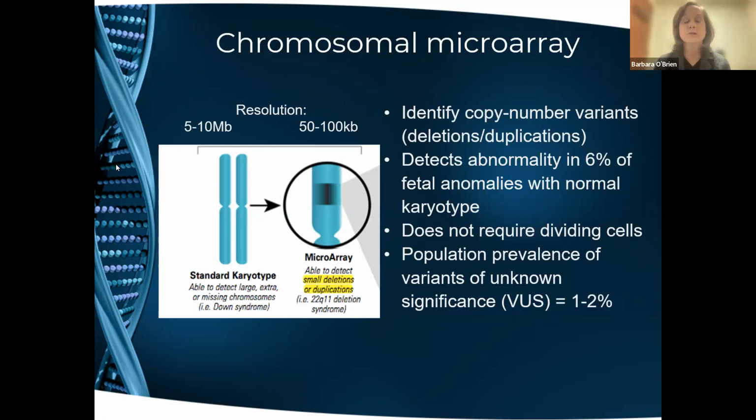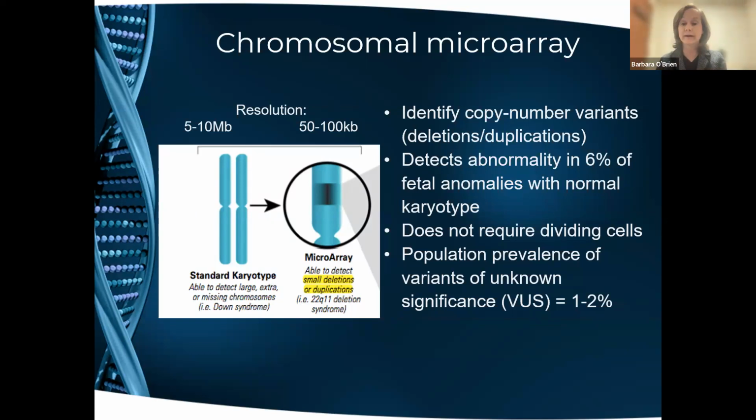That was excellent. So just a little bit of background on microarray to remind everybody. A standard karyotype is able to detect large, extra or missing chromosomes, for example, Down syndrome. A microarray is able to detect small deletions or duplications of genetic material, for example, 22q11 deletion syndrome. It identifies copy number variants. It detects an abnormality in about 6% of fetal anomalies with a normal karyotype.